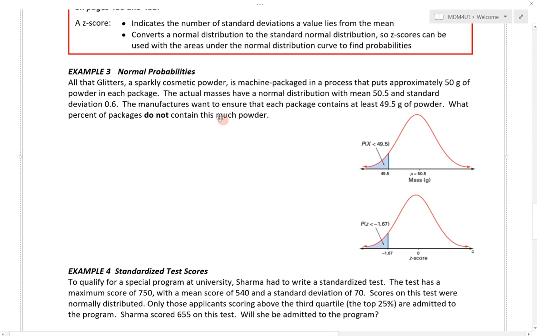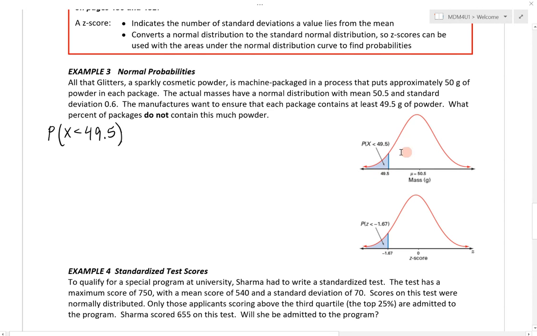Okay, so what's the question essentially? What is the probability that a package's mass X is less than 49.5 grams? Visually, we're looking at the normal distribution, and here's 49.5 grams marked. Our mean value is 50.5, as it says in the question. So what is the probability that X is less than 49.5? It's the blue section right here, the area under this curve.